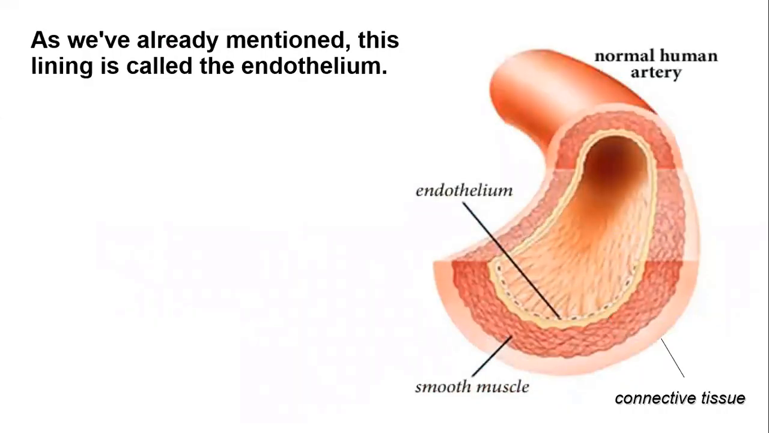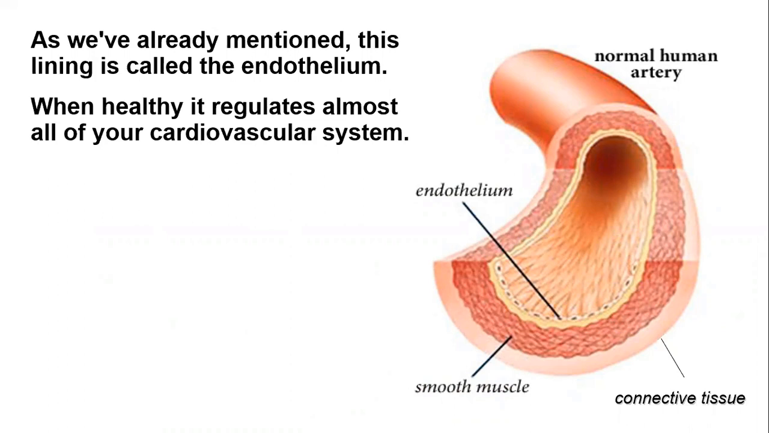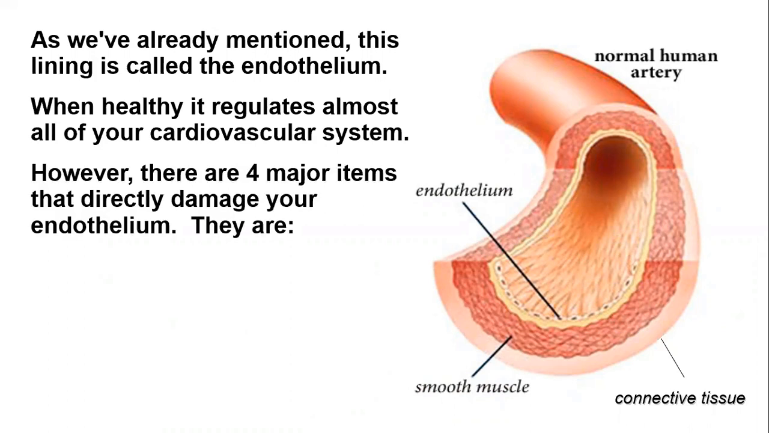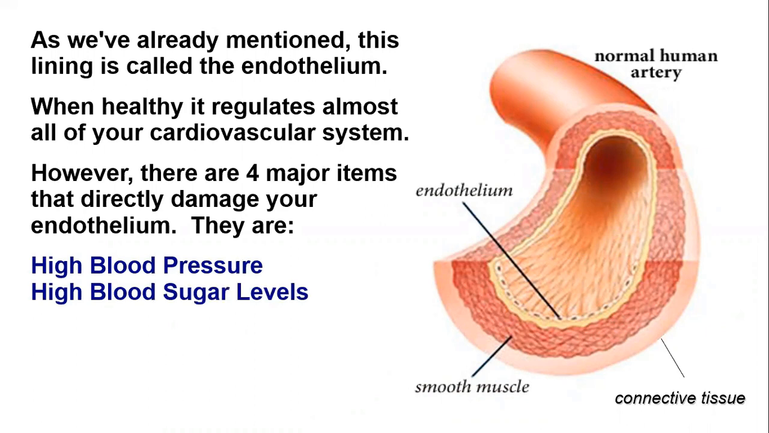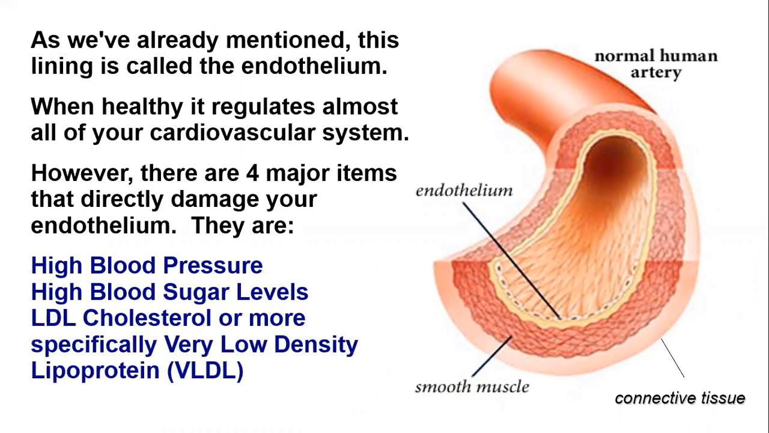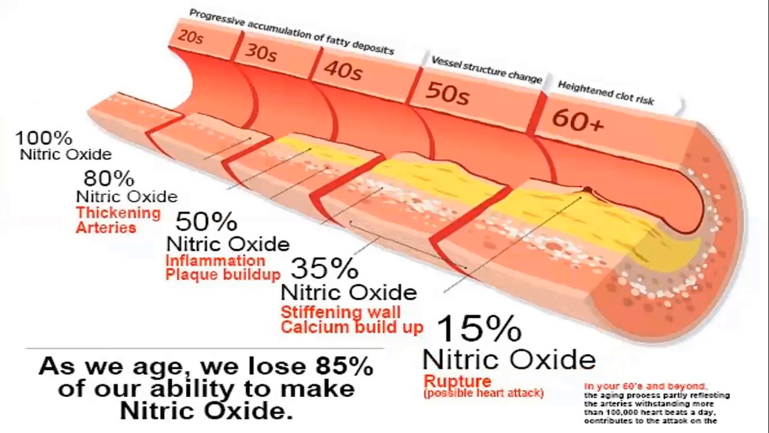As I've already mentioned, this lining is called the endothelium. When healthy, it regulates almost all of your cardiovascular system. However, there are 4 major items that directly damage your endothelium. They are high blood pressure, high blood sugar levels, LDL cholesterol, or more specifically, very low density lipoprotein, and nicotine. Going back to our previous slide, this damage starts out as inflammation.